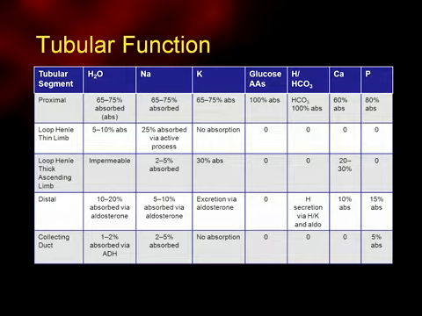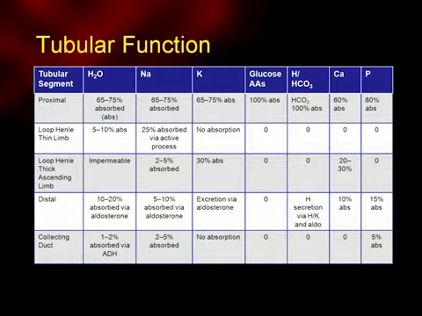2/3 to 3/4 of the water reabsorption happens in the proximal tubule. 2/3 to 3/4 of the sodium reabsorption happens in the proximal tubule. 2/3 to 3/4 of the potassium reabsorption happens in the proximal tubule. 100% of your glucose and amino acids get reabsorbed in the proximal tubule, and usually 100% of your bicarbonate gets reabsorbed back in your proximal tubule, and also 60 to 80% of your calcium and phosphorus. So if you don't know anything, proximal tubule is a good guess of where reabsorption occurs.